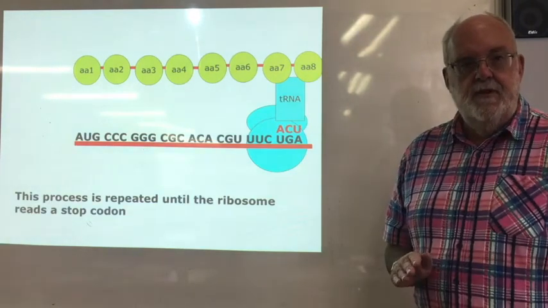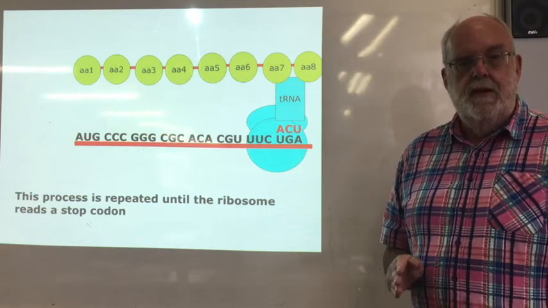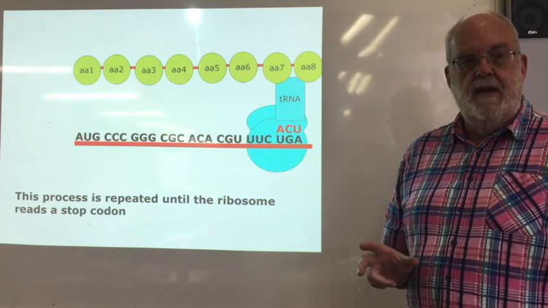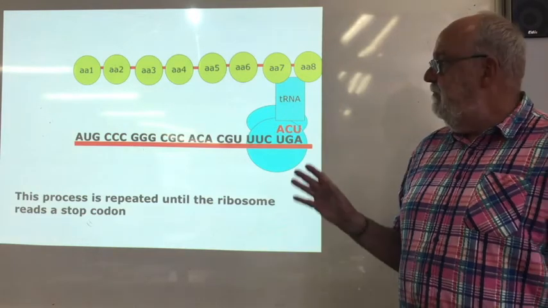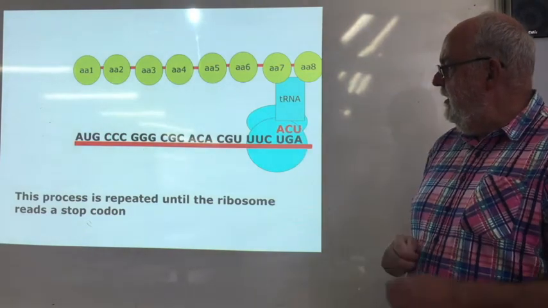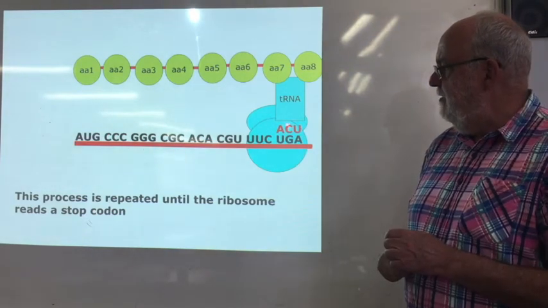It's important for the cell to know where to stop. A protein is only a certain number of amino acids in length, so when it reaches the stop codon, at that point the process stops.